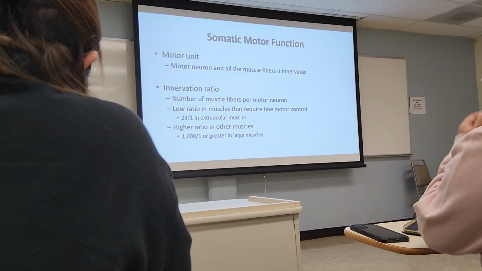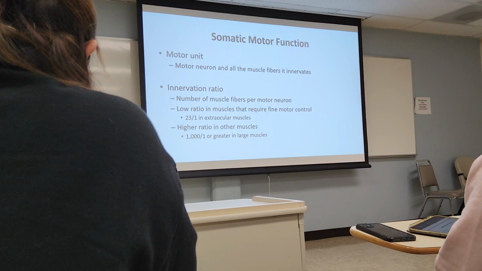Okay, different muscles have different innervation ratios of these motor units, meaning that the innervation ratio is the number of fibers innervated by a singular motor neuron. So a low ratio would be, let's say in this case, like the muscles of the eye, where you have one neuron innervating 23 muscle fibers, okay? That's a low ratio, compared to a muscle like the vastus lateralis, where you have one neuron innervating 1,000 fibers, okay?